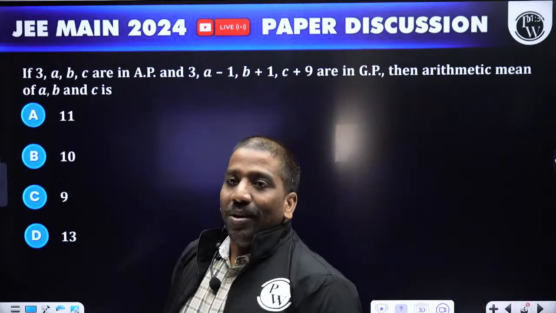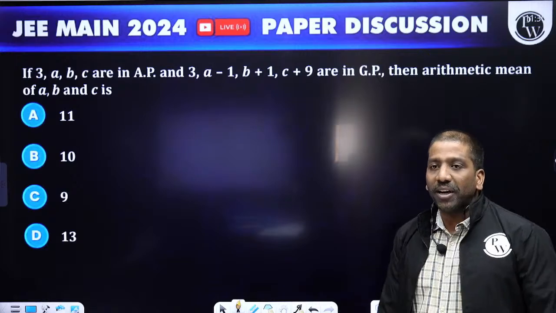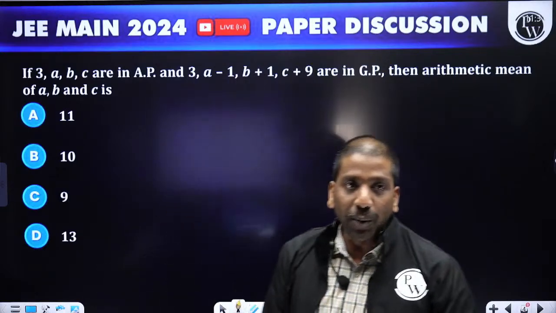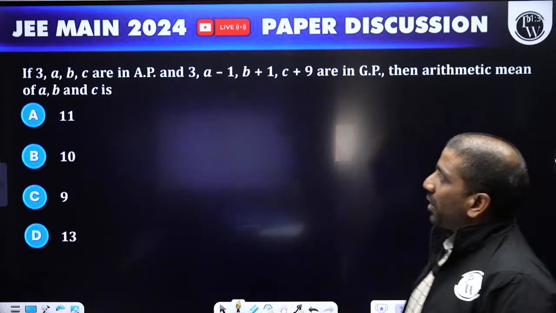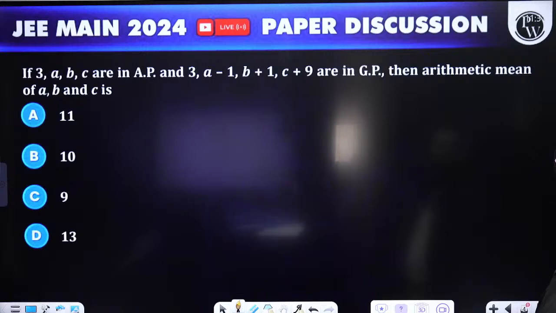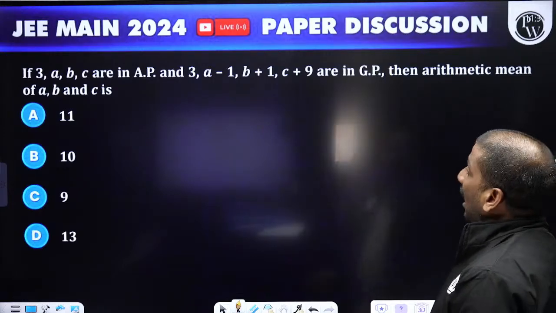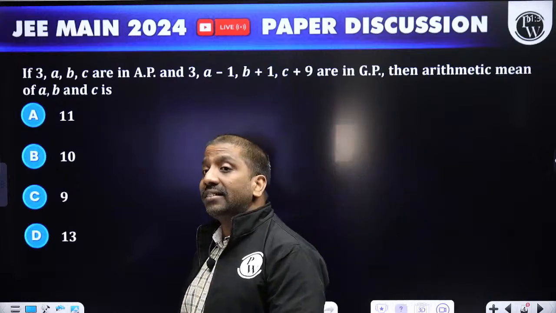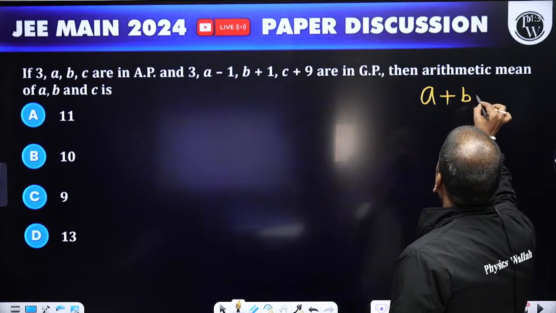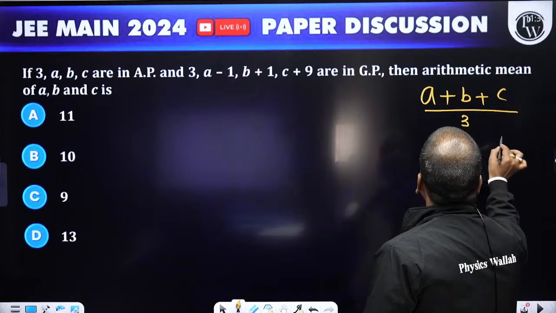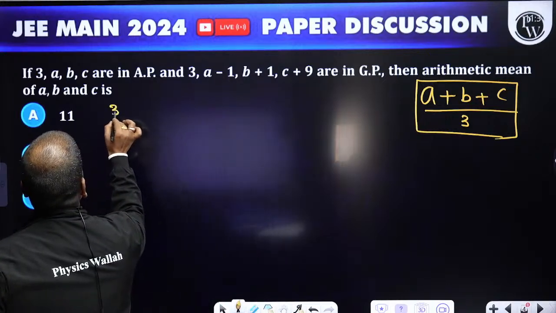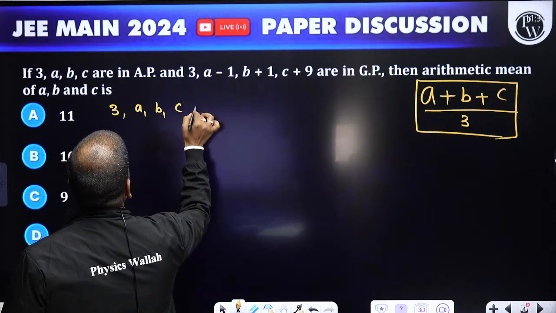Next, many times we get questions from arithmetic progression and geometric progression. Here we got a combination question, arithmetic progression as well as geometric progression. So 3, a, b, c are in arithmetic progression, and 3a minus 1, b plus 1, c plus 9 are in geometric progression. Then the arithmetic mean of a, b and c, which means we want (a plus b plus c) by 3. It's a combination question. So 3, a, b, c are in AP, my dear students.